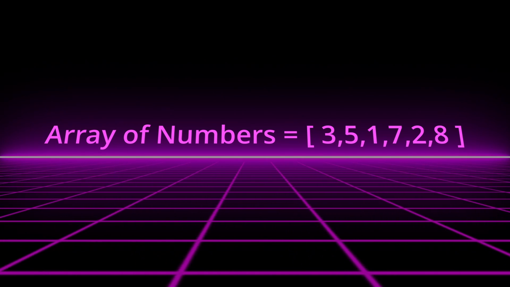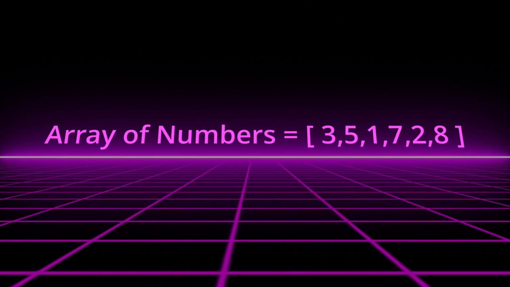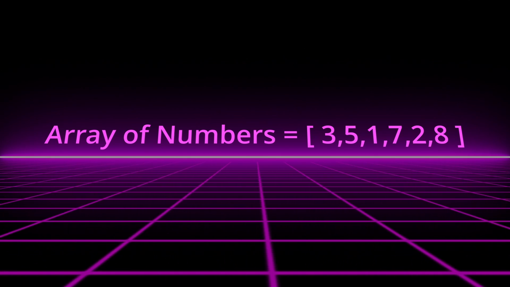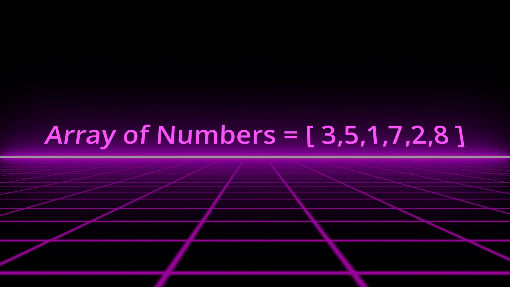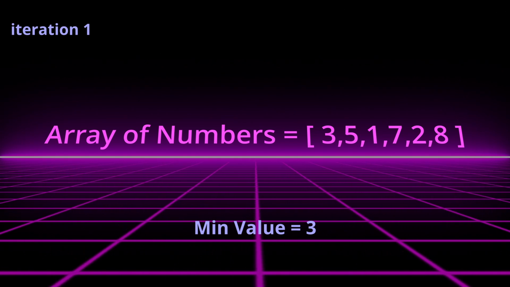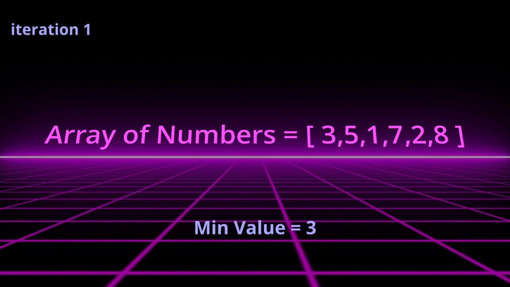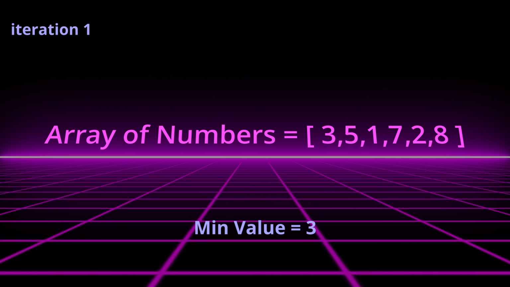Here we have an array of numbers 3, 5, 1, 7, 2, 8. We will see how we can implement selection sort on this array. Initially, for iteration 1, the first element in our array is 3. We'll set it as our min value.